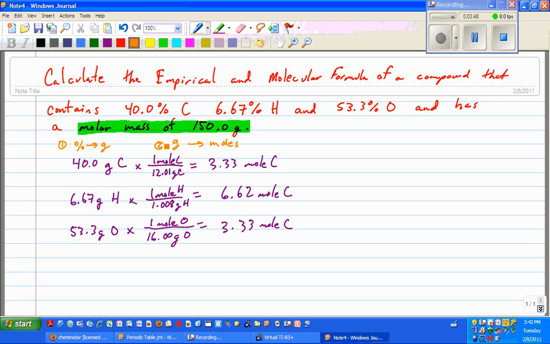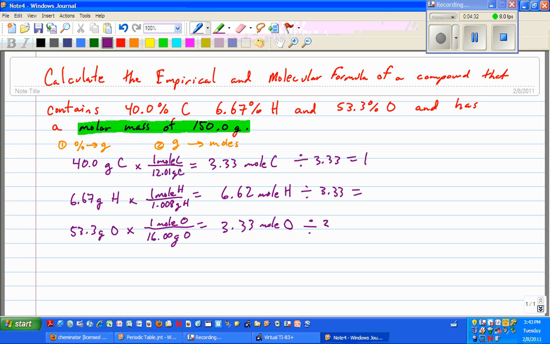Next step is to divide by the smallest number of moles. Taking a look at these, it's a tie for the smallest number of moles, 3.33 moles of carbon and 3.33 moles of oxygen. And I think I mislabeled something here. This should be hydrogen. All right, so I'm going to divide everything by 3.33 because it's a tie for the lowest. That gives us 1 for carbon.